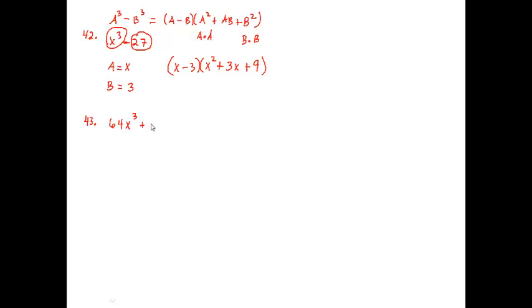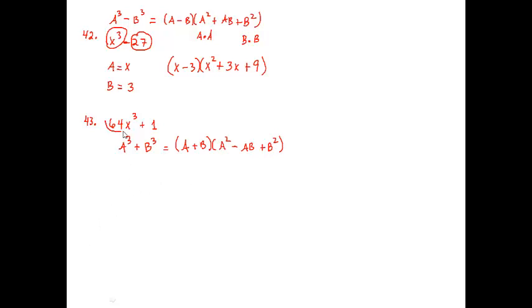64x to the third power plus 1. Okay, well, notice again that the exponent is 3, which is a multiple of 3. 64 is a perfect cube, and so is 1. If you're not used to your perfect cubes yet, that is fine. Just pay attention to the exponent. It's 3. Therefore, it's in the form a to the third power plus b to the third power equals, well, this becomes a plus b times a squared minus ab plus b squared.